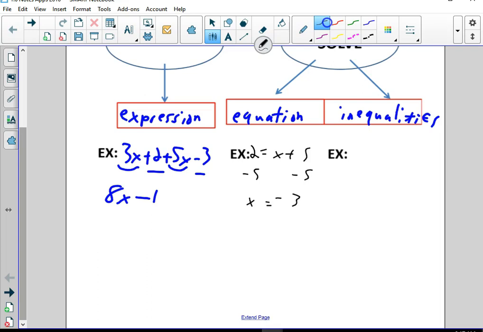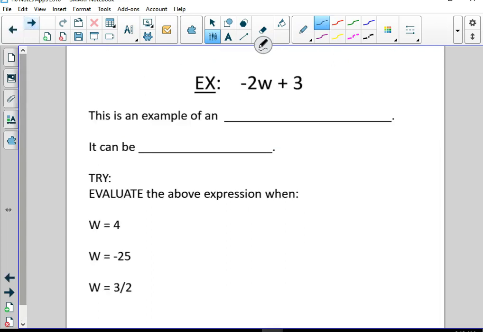And then inequality would be something like 3x is greater than 9. Could be greater than, less than, greater than or equal, less than or equal. Doesn't matter. Okay? But we divide by 3, x is greater than 3. Okay? So those are our three options. We can simplify an expression or evaluate it. We can solve an equation or an inequality.